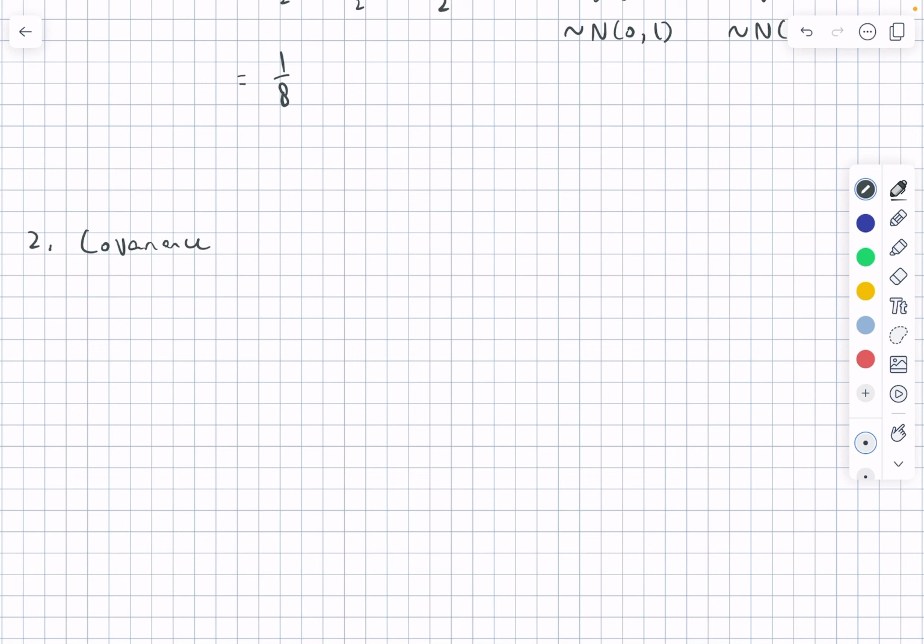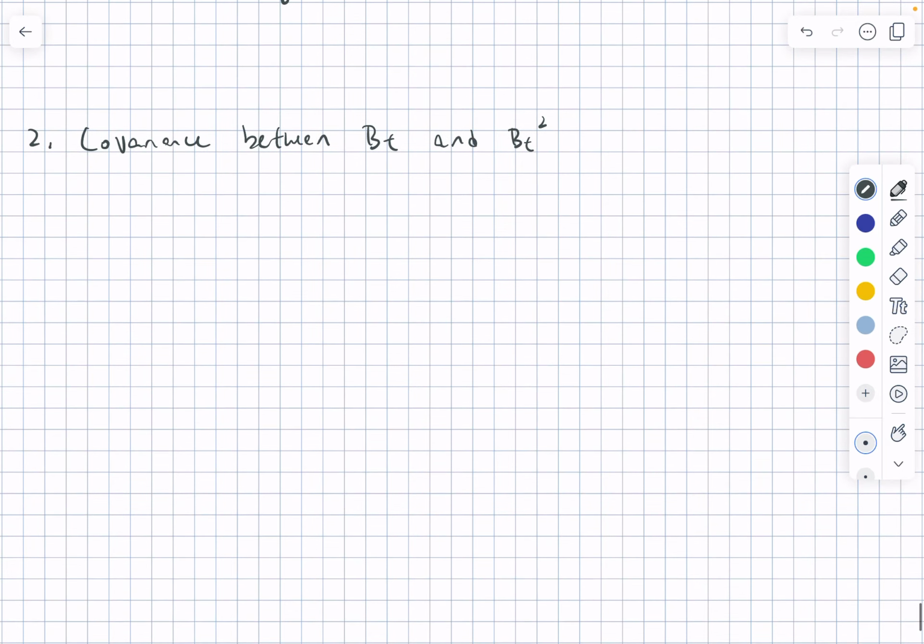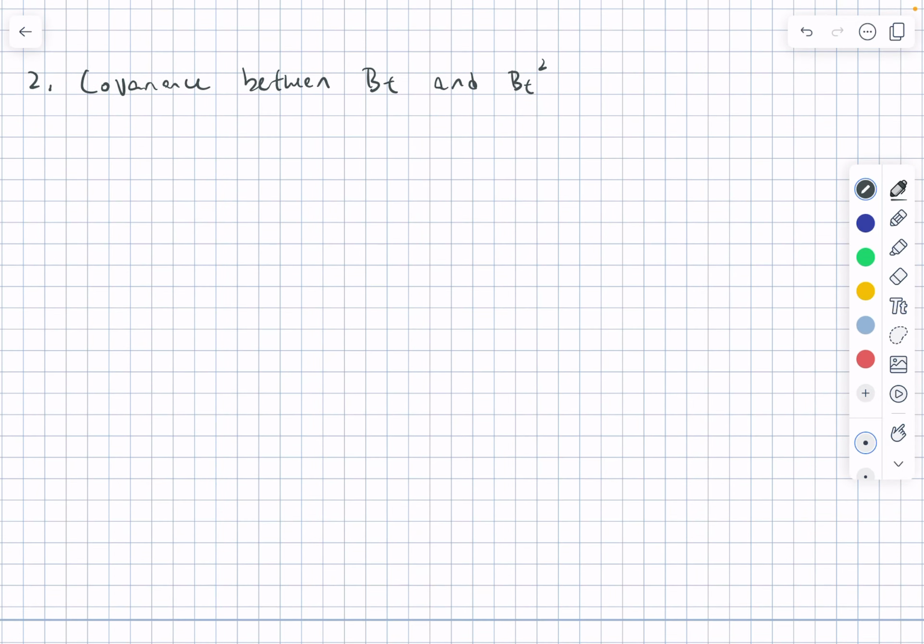So what is the covariance, not correlation, the covariance between a Brownian motion Bt and its square, Bt squared? If you aren't familiar, there's an equation for covariance of two things, let's call them X and Y. This is equal to the expected value of X multiplied by Y, subtracted by the expected value of X times the expected value of Y.